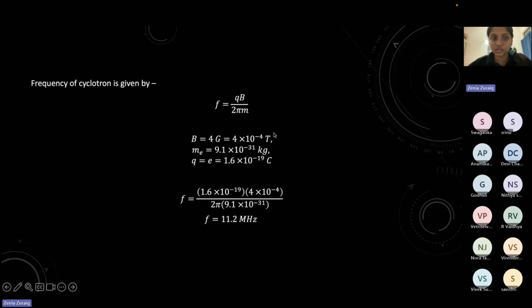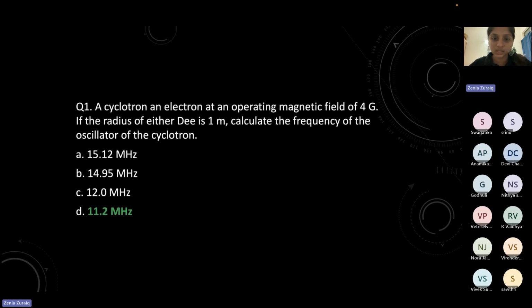It is based on this formula, the frequency of the cyclotron, qB by 2 pi m. And if you substitute all the values, then you will get 11.2 megahertz. So where did you go wrong? This is a direct substitution question. I am confused that there are so many people saying A. Is there any mistake in the solution? Because this is 4 Gauss.